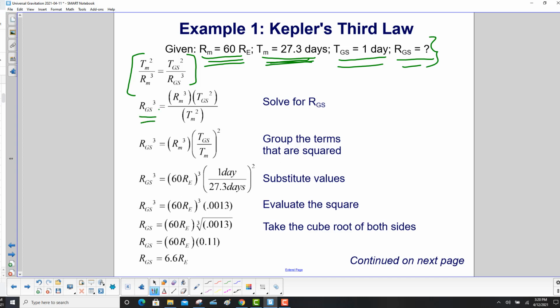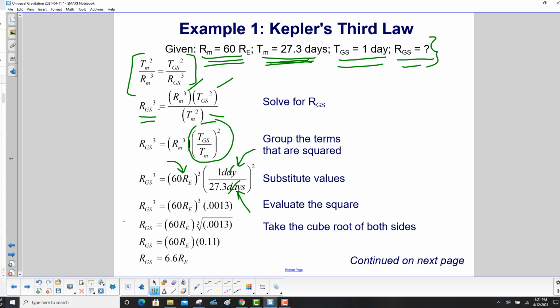Notice that's cubed, so that's going to be the Moon's distance, cubed, times the period of the geosynchronous satellite squared, over the period of the Moon squared. So we'll group the terms that are squared. Those are the two period terms. Now we put the numbers in. Here's the distance of the Moon from the center of the Earth, 60 times r, the radius of the Earth, cubed. Our geosynchronous satellite has a period of 1 day, and here's the period of the Moon. We then square that. We get 0.0013, and days cancel out. Then we have 60 times the radius of the Earth cubed times 0.0013.